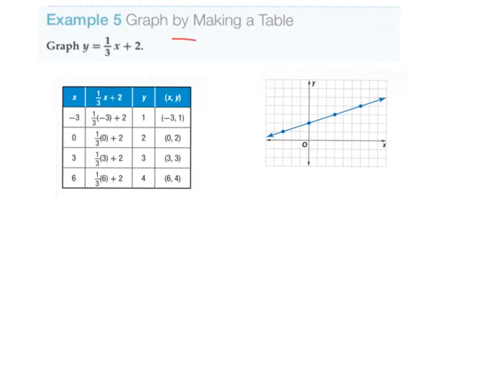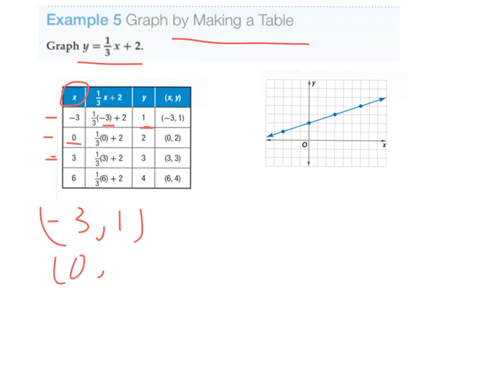Another way of graphing is by making a table, and this is when it's not in standard form. We can use this by substituting x values. We can pick any x values. Usually you pick a negative number, 0, and a positive number. When you substitute those in, as they've done here, you get the y value. If x is a negative 3, we get 1. When we put 0 in, we get 2, and the work's right here. If I put a positive 3 in, I get 3.